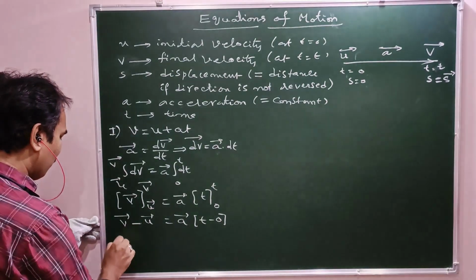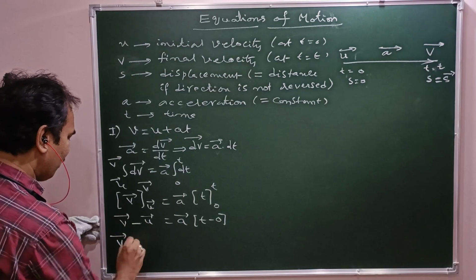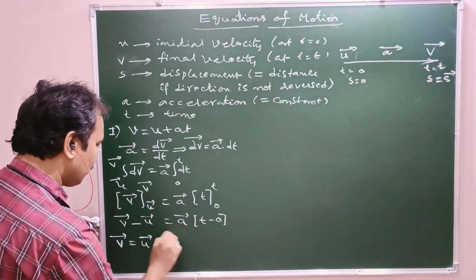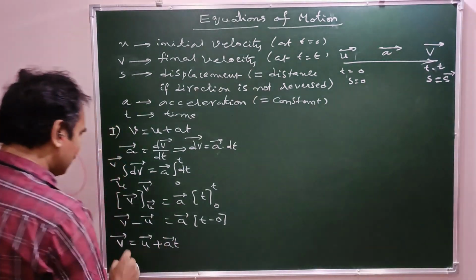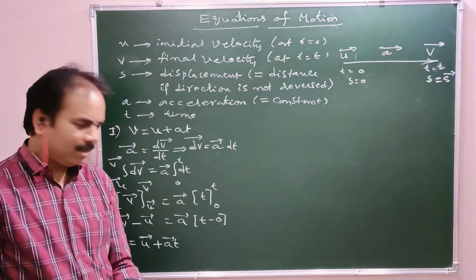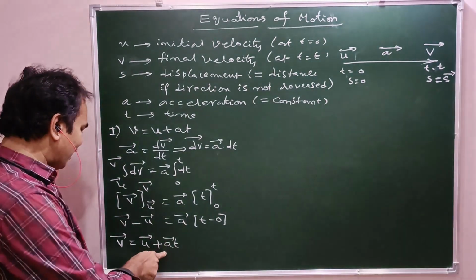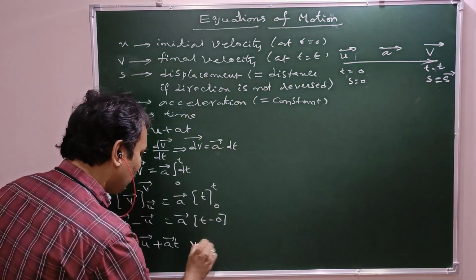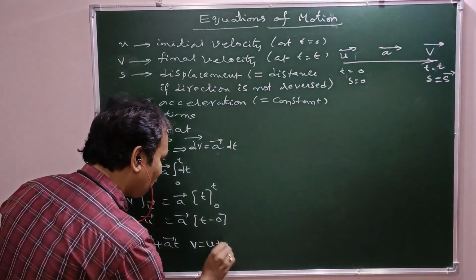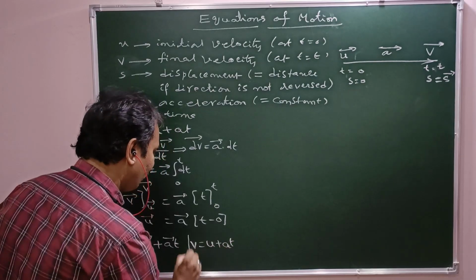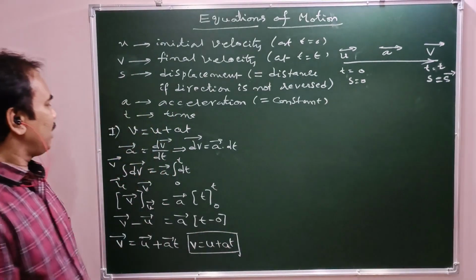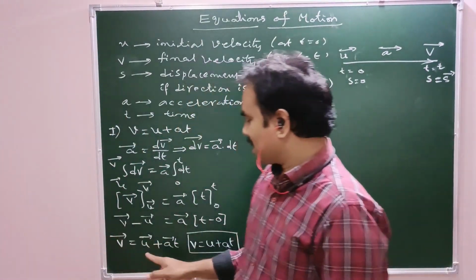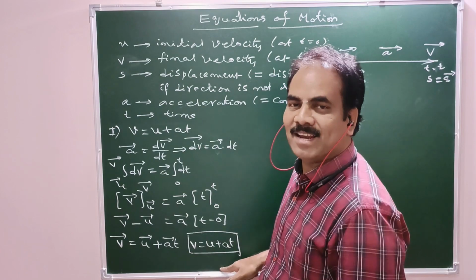So v bar minus u bar equals a bar t, that is v bar equals u bar plus a bar t. This is in vector notation. In the case of straight line motion, there is no significance for the arrow mark, so taking it without arrow marks, v equals u plus at. Am I right? This is the first equation of motion, connecting initial velocity, final velocity, acceleration and time.